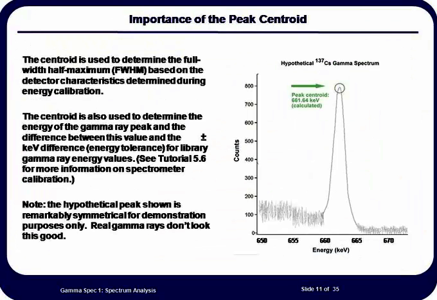The centroid is used as the means for determining the energy of the gamma ray peak and also the full width half maximum, FWHM. This will be discussed shortly. The value of the centroid is compared to the gamma ray library to determine which radionuclides could correspond to this gamma ray energy. The picture on this slide shows the location of the centroid for the 661.6 keV gamma ray for cesium-137.